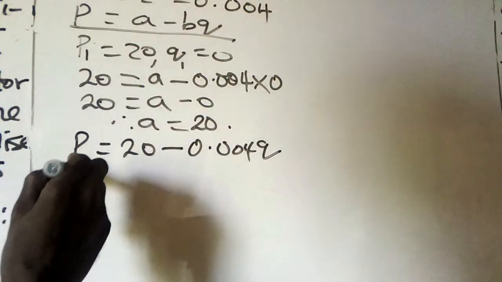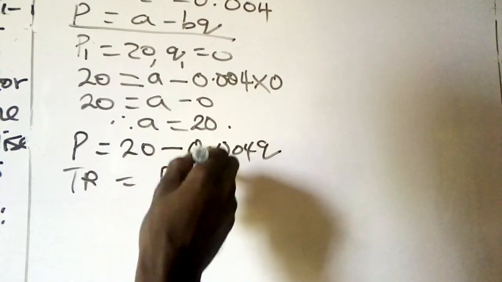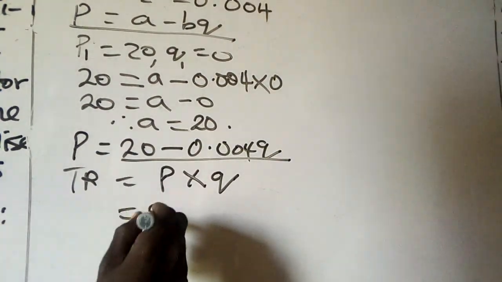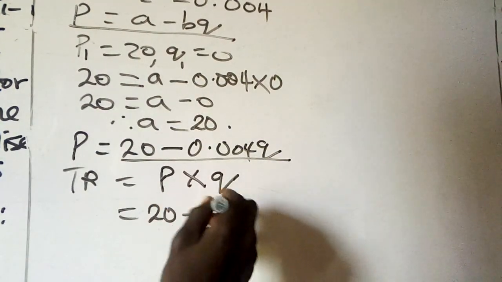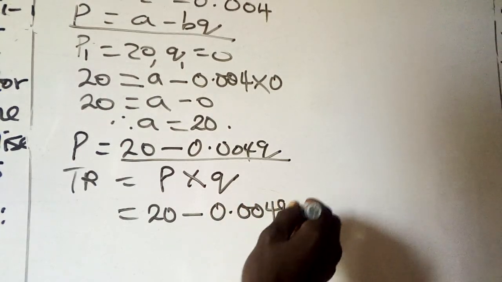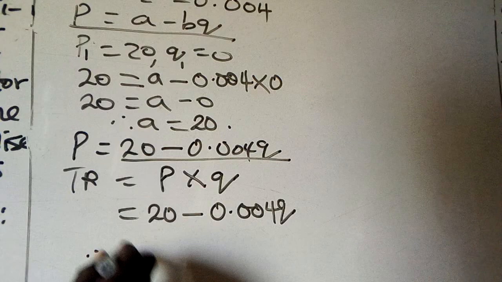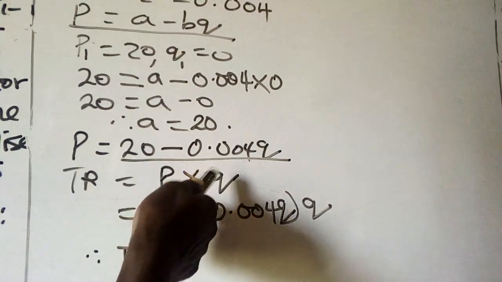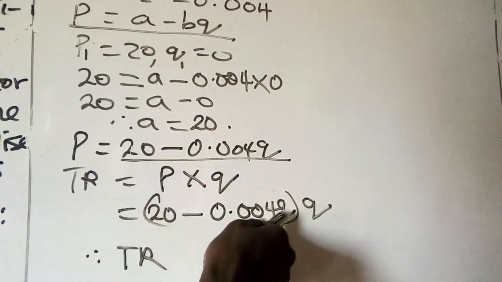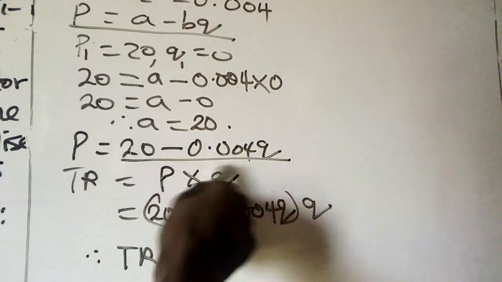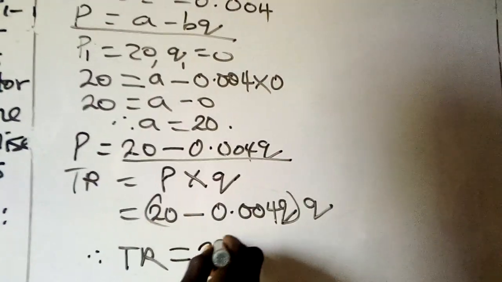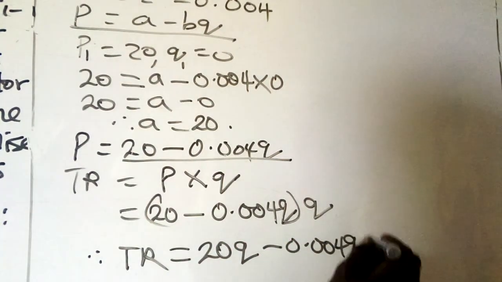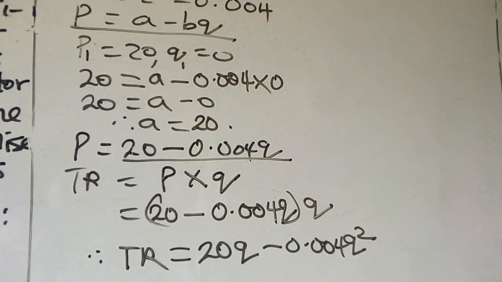Then the second step is to determine the total revenue function. I've told you that the total revenue, TR, is the product of the price function times quantity. And our price function is this: 20 minus 0.004Q. Multiply by Q, quantity. So that means you'll have 20Q minus 0.004Q squared. That is the total revenue function.